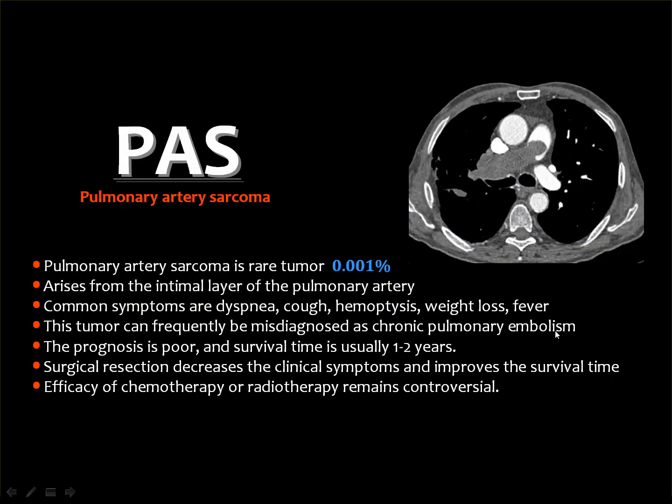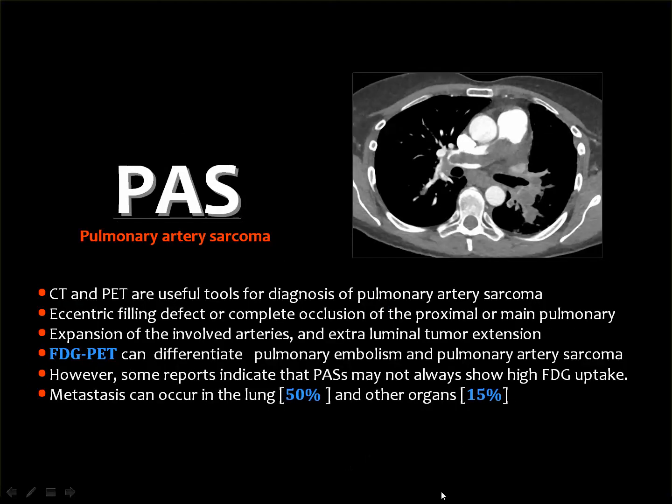The incidence of pulmonary artery sarcoma is 0.001%, and it arises from the intima of the pulmonary artery, and these are the symptoms: dyspnea, cough, hemoptysis, weight loss, and fever. And very frequently, as I have mentioned, they are mistaken for pulmonary embolism. And I mentioned the differences between both.